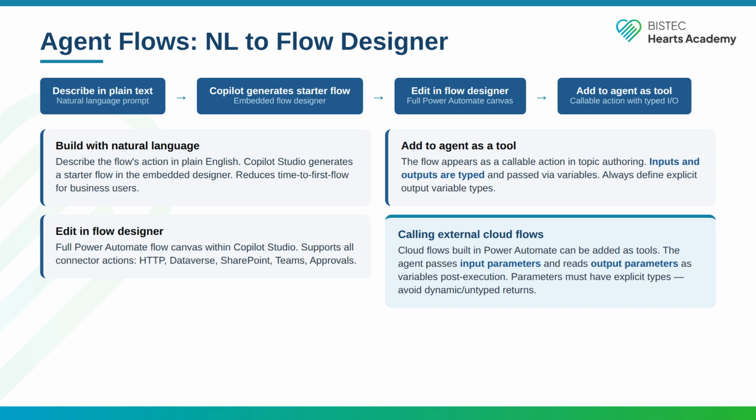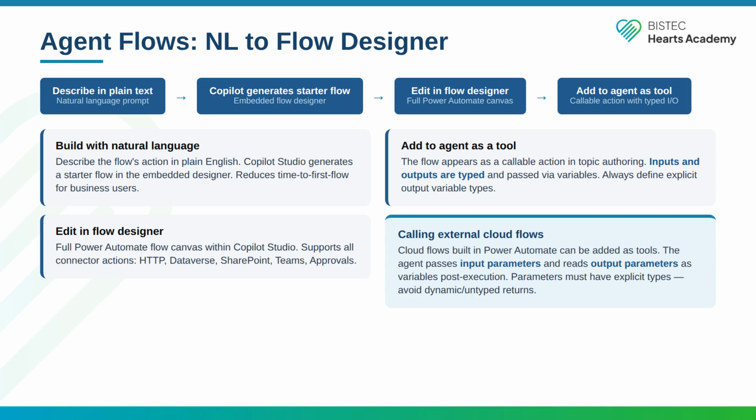It establishes the basic structure, but will typically need editing to add the correct connector actions and configure error handling. The full Power Automate canvas is available within Copilot Studio. Every connector category is accessible here: HTTP requests, Dataverse create and read operations, SharePoint file handling, Teams messages, and the approvals connector for human review workflows. You build the complete flow logic using the same designer surface available in standalone Power Automate.